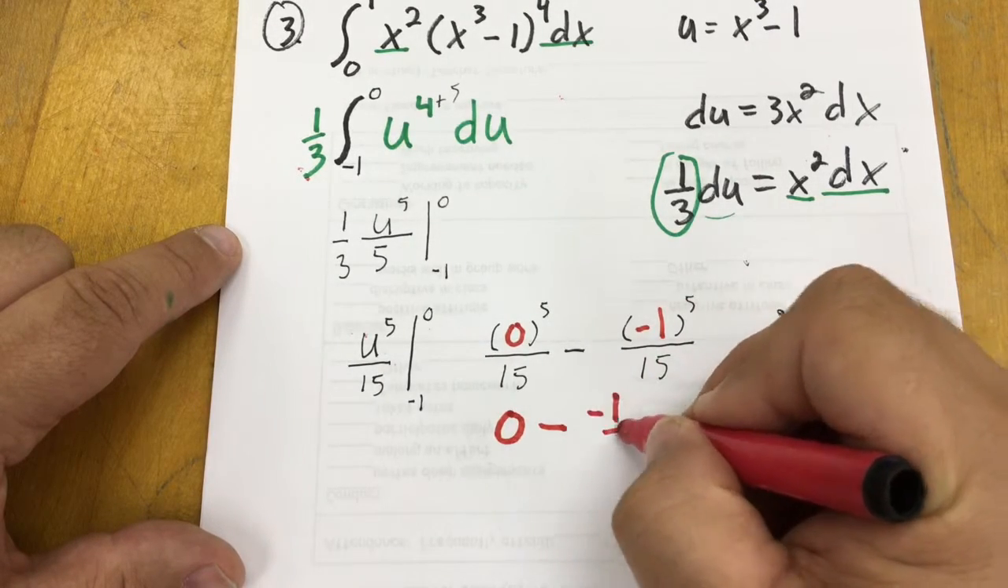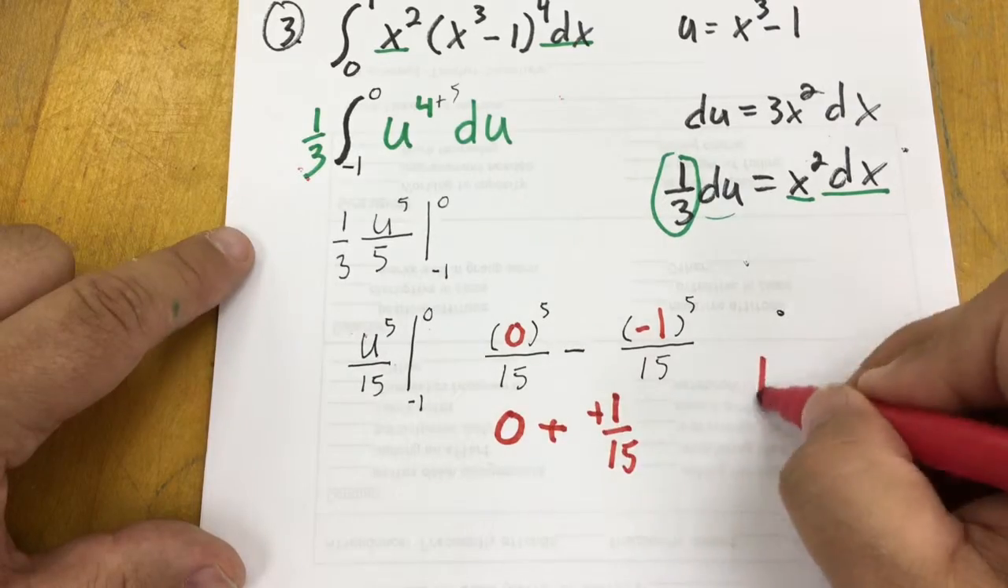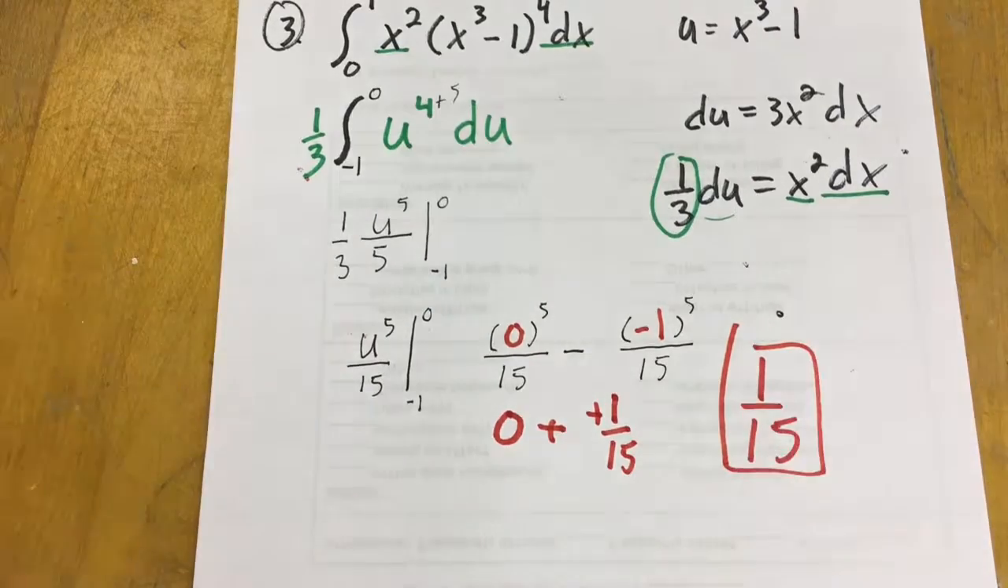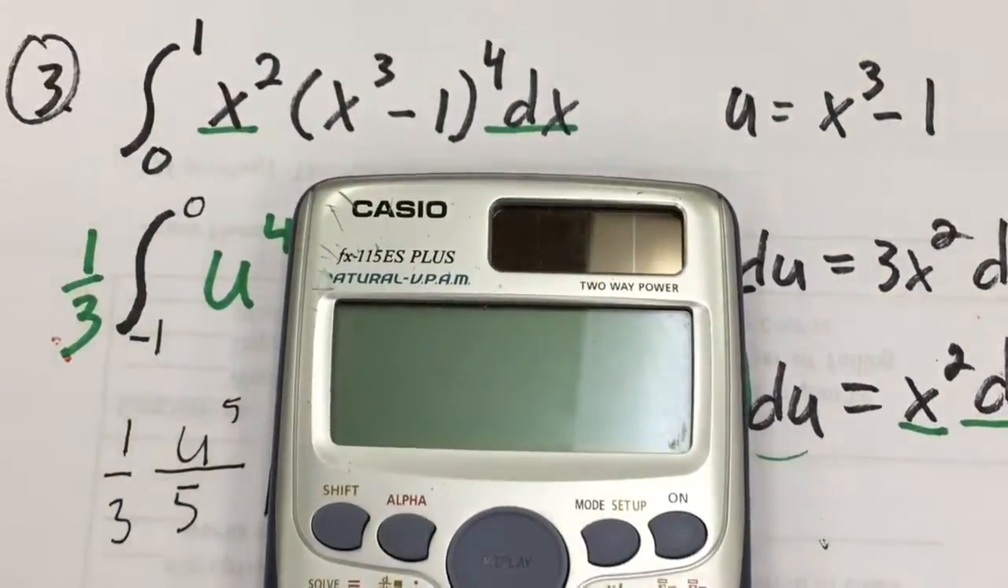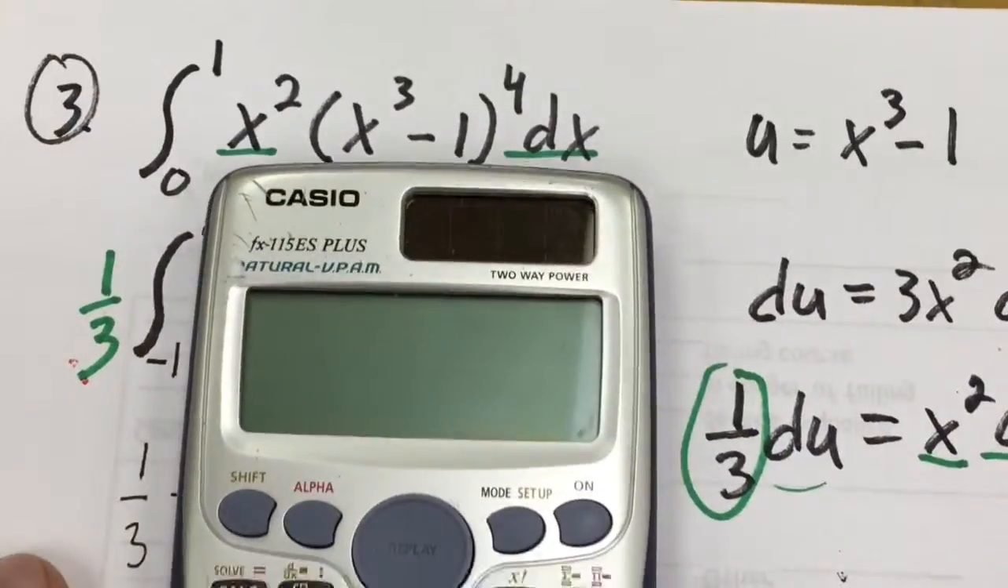So minus minus. Let's see, that's going to give me a positive 1/15 as my answer. Let's see how well we fare using technology on this problem. So my answer was 1 over 15, and let's see if we can achieve that using the Casio.